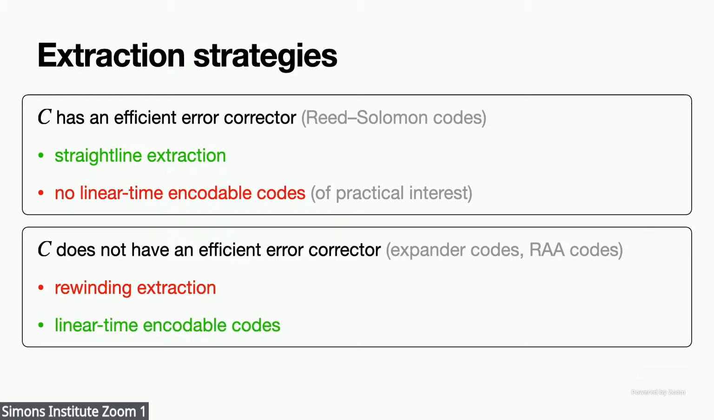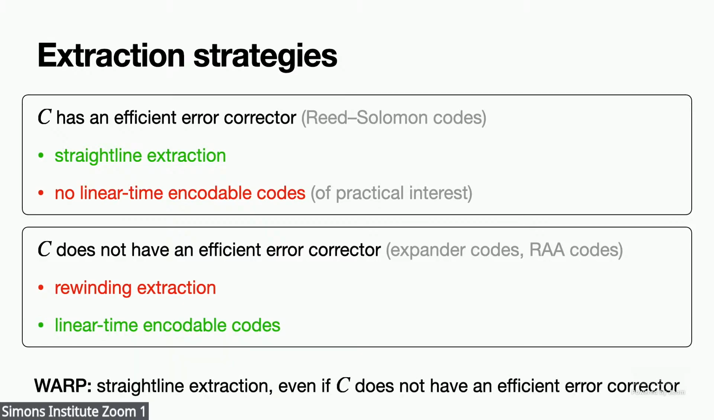Okay. So actually in Warp, what we do is something different. We basically show how to get straight line extraction even if your code does not have an efficient error corrector. And so you can think of this as sort of getting the best of both worlds. I can get straight line extraction, and I can also get a linear time prover by virtue of the fact that I'm using a linear time encodable code. Okay, so how do we do this?